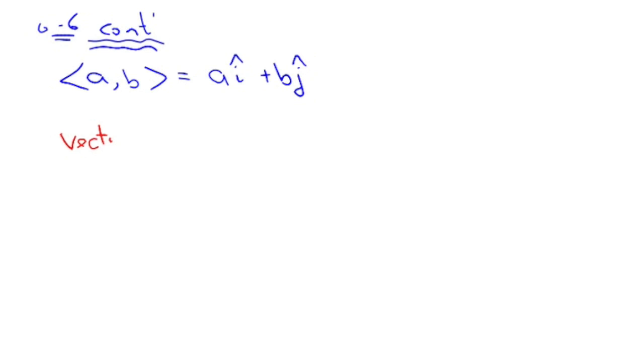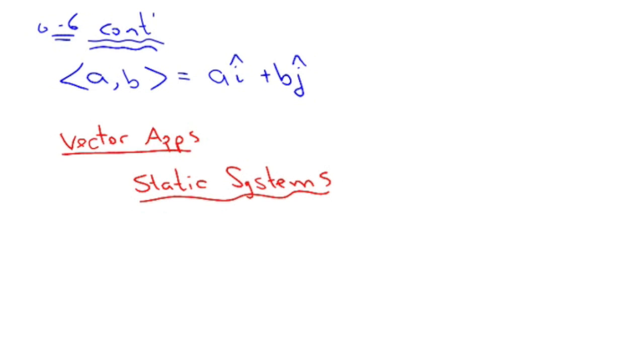So we're going to be talking about vector applications, some of them, and we'll get to more of them as we go through. So first vector application. It's called static systems. Now a static system, let's go simplistically.